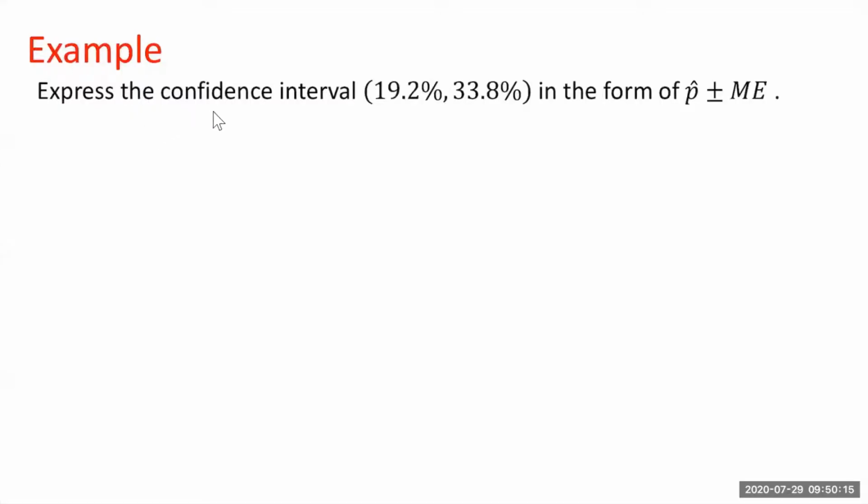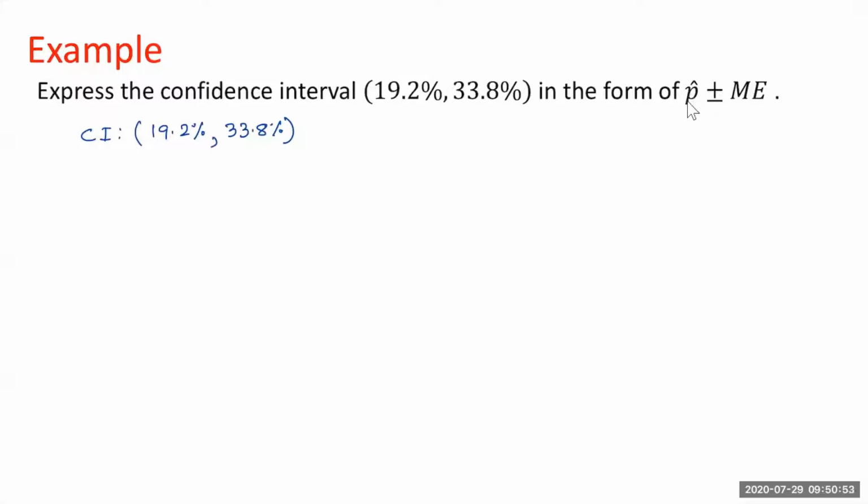Example: express the confidence interval. Here they have given the confidence interval. Let me write that down. It is from 19.2%, so it is in terms of proportion, to 33.8%. Maybe it is like 19.2% up to 33.8% of this class has already completed the homework for module 9. Maybe that's a confidence interval. Okay, this is how they have given the confidence interval.